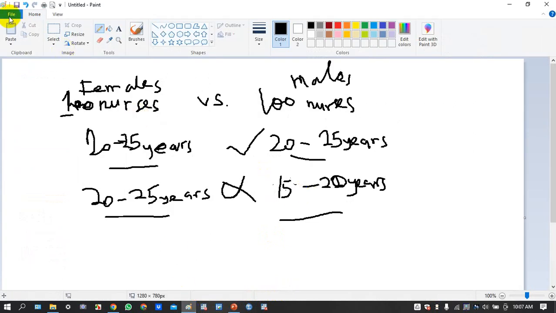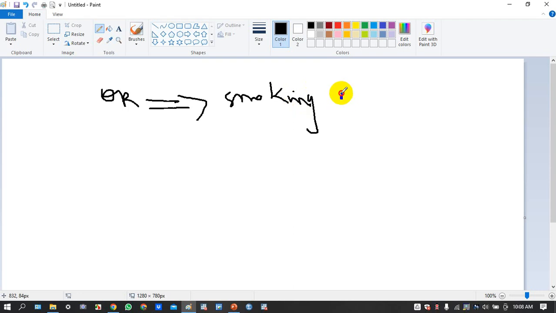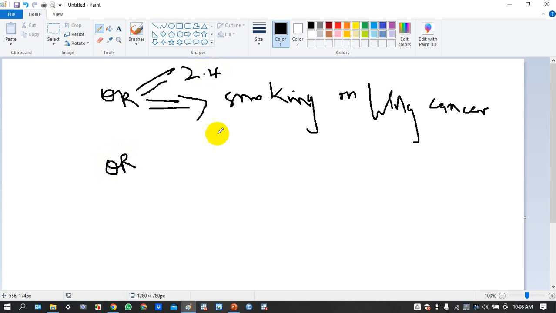So let me explain something over here. If the odds ratio initially for smoking on lung cancer is equal to 2 or 2.4, then at age 20, then the odds ratio will increase to what? 5. I'm just giving my example though.